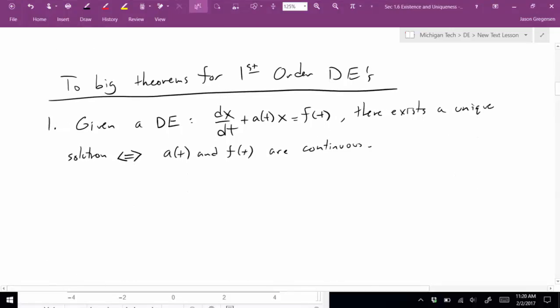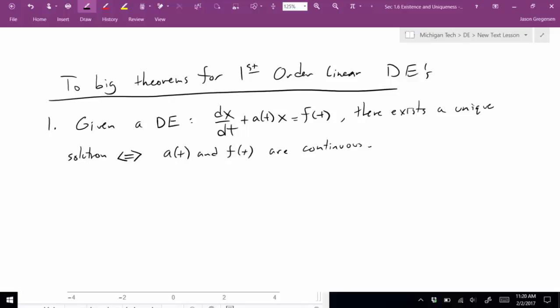All right. Big theorem to start off with. For first order linear differential equations, we have this theorem. Now I'm kind of paraphrasing the theorem from the book here. Given some differential equation that looks like that, because if it's a first order linear, we can write it like that, there exists a unique solution. And then I got that weird double arrow.